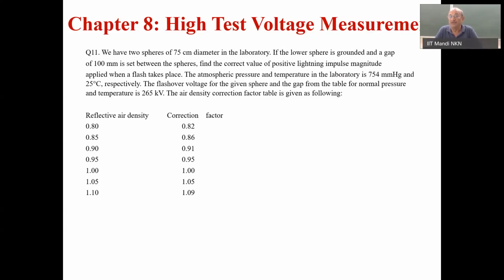So when you are performing the experiment, the pressure may be different from the normal pressure, and the temperature may also be different from the normal temperature. So basically you have to find out the correction factor to know the exact magnitude of the voltage at which the breakdown has occurred. You refer to the table, determine the correction factor, and multiply the voltage magnitude given by the table by the correction factor, and you get the correct value. So basically in this question, you have to work out the correction factor.